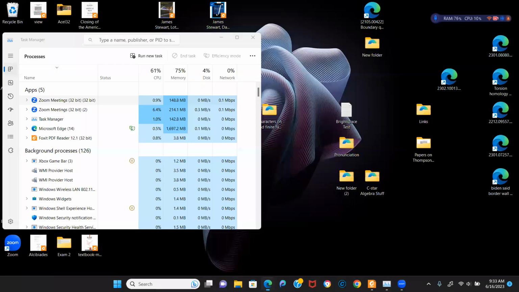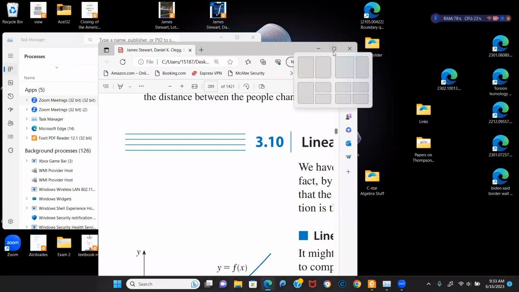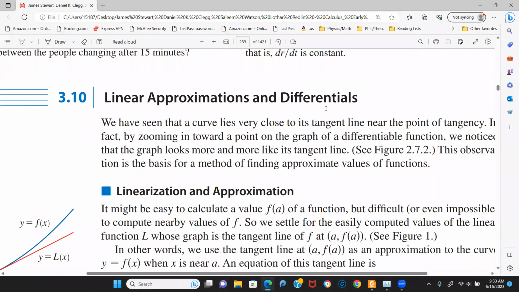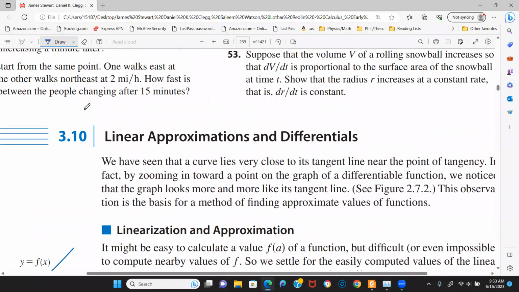So let me share my screen. We need to go back to 3.10, as I was saying, because there are some ideas there that we need to make sense of U substitution, particularly the notion of a differential. There's not going to be any homework on this. This is just a supplementary section that makes sense of some ideas in section 5.5, which there will be a homework.